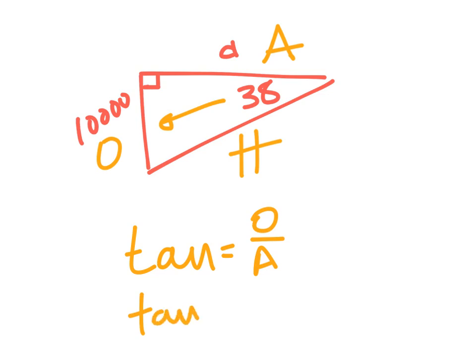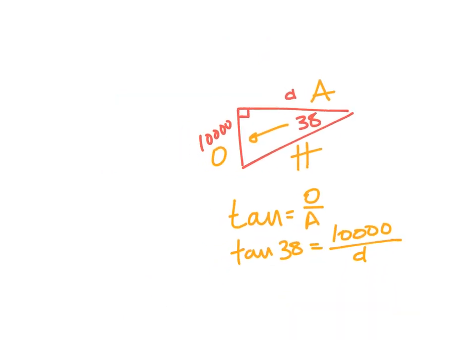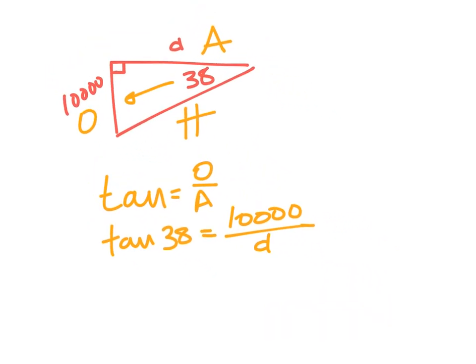Tan 38 equals the opposite side, 10,000, divided by the side that you're trying to find, the distance. That should now allow you to work out what D is. Check back your workings to find out how to do that.